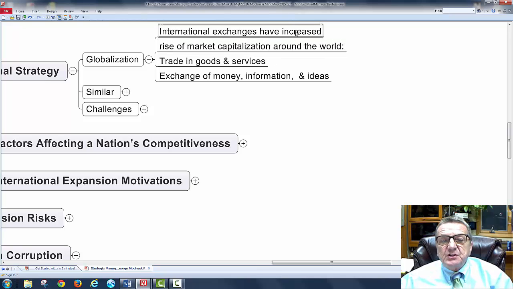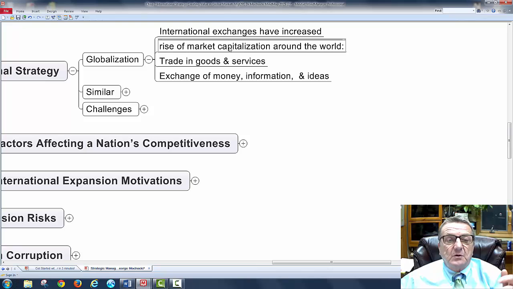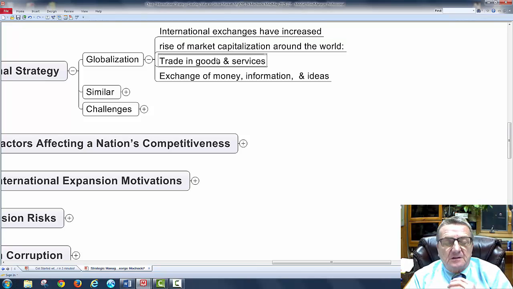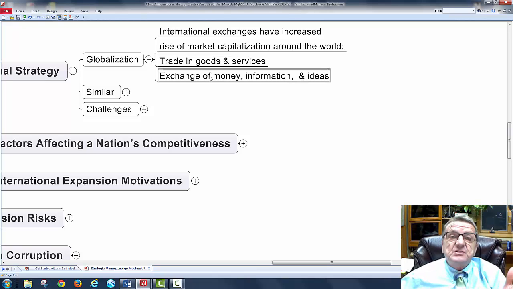Okay, international exchanges have increased. Rise of market capitalization around the world. Trade in goods and services, we're becoming, like the economist Friedman says, a flat economy. When I say flat, it doesn't make a difference where in the world, we affect each other's economies, directly or indirectly. Exchange of money, information, and ideas.